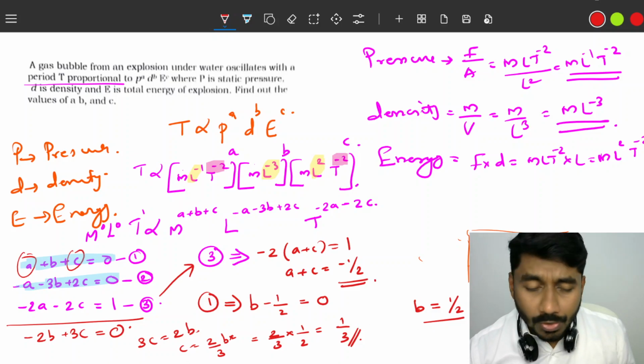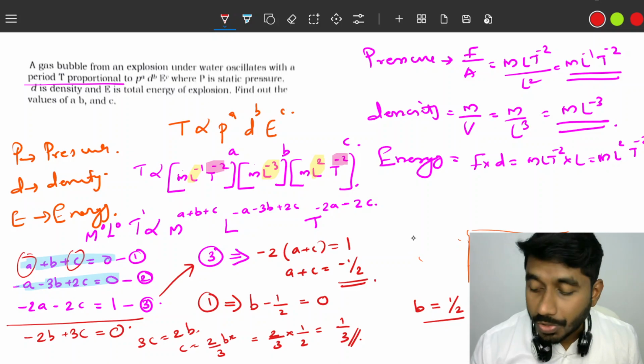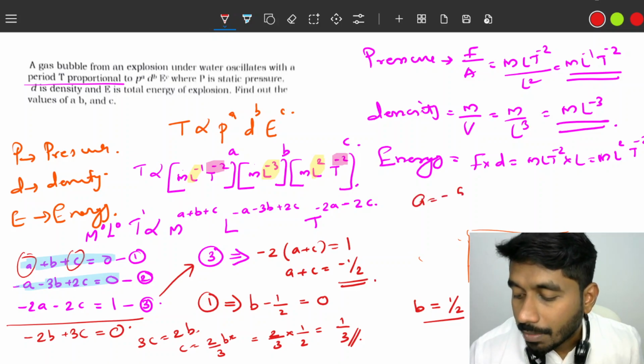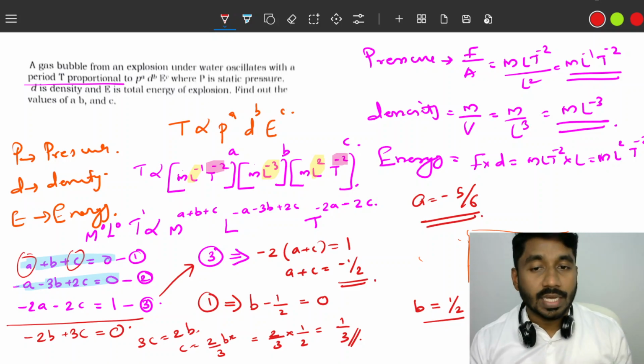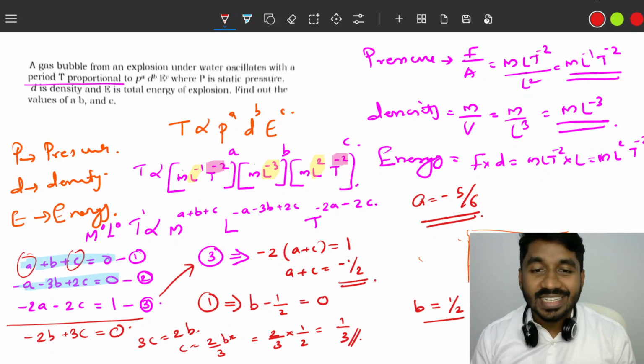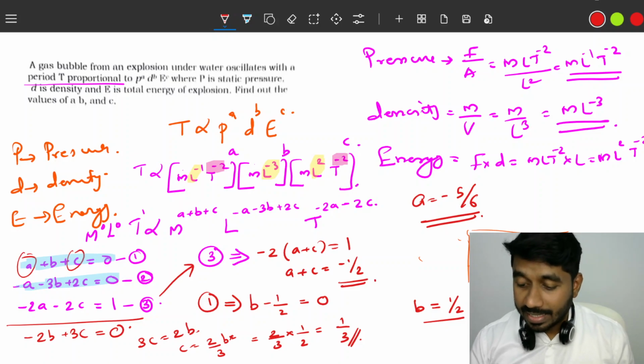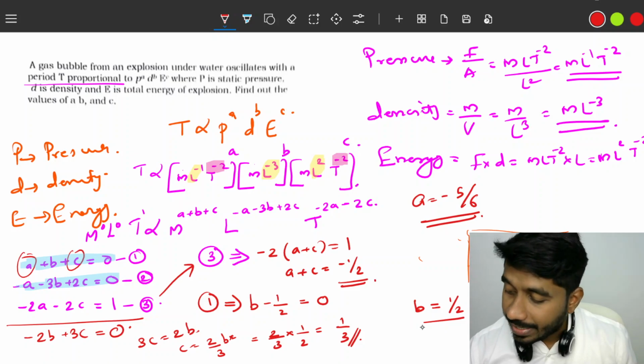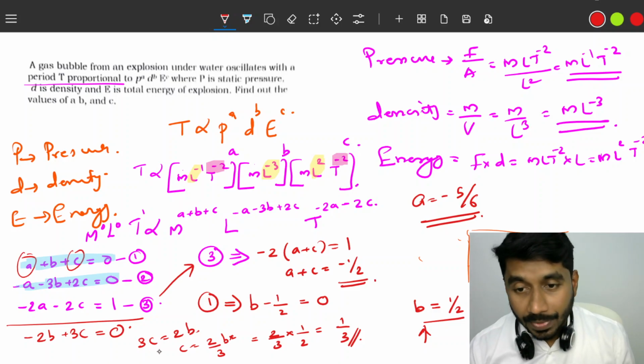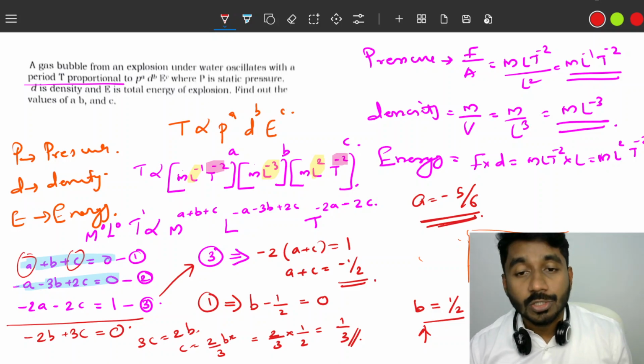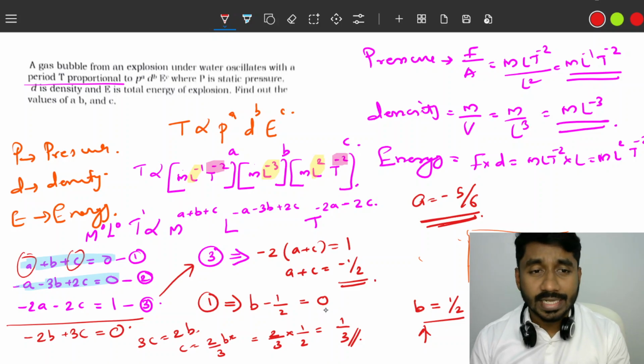Now I am not doing the next step. You just substitute, you will get A equal to minus 5 by 6. I hope it is clear. A you will get as minus 5 by 6. I have done the explanation for finding B and finding C, so you need to find A equal to minus 5 by 6. Do the calculation, you will get the answer.